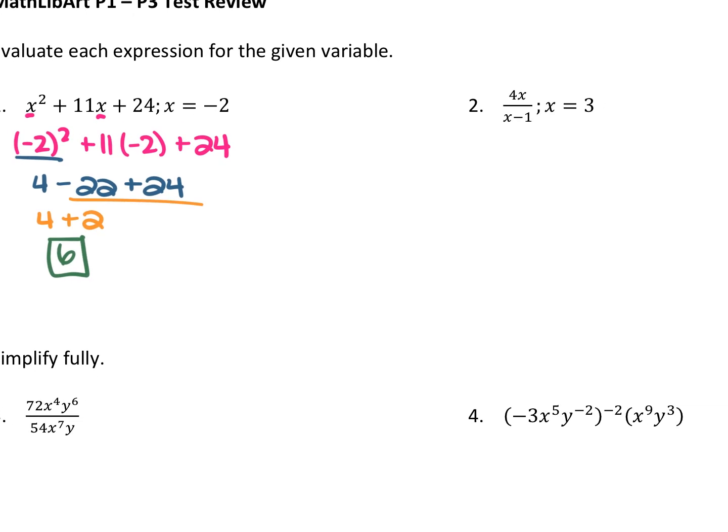For number 2, we have 4x over x minus 1, where x is equal to 3. So again, anywhere we see that x, we're going to plug in that 3 for it. So we're going to have 4 times 3 over 3 minus 1. That 4 times 3 is 12. The 3 minus 1 is 2. So that just gives us 6.